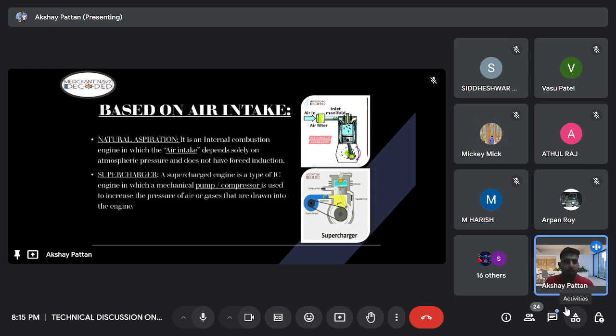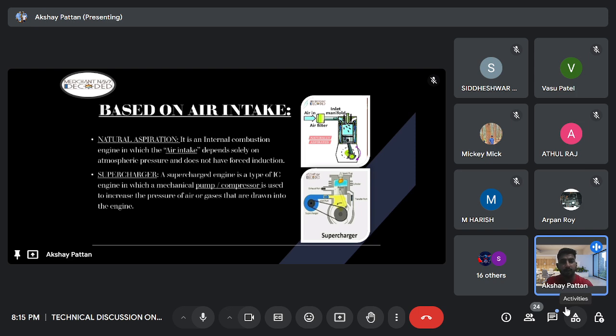Yes. Based on air intake, guys, basically there are two types. One is natural aspiration and another one is supercharged. In natural aspiration, the air is sucked from the atmosphere only, due to the pressure difference between the engine cylinder and the atmospheric pressure. The air getting sucked in is not forced air. It is naturally getting aspirated, due to which the fuel burning is not that efficient.